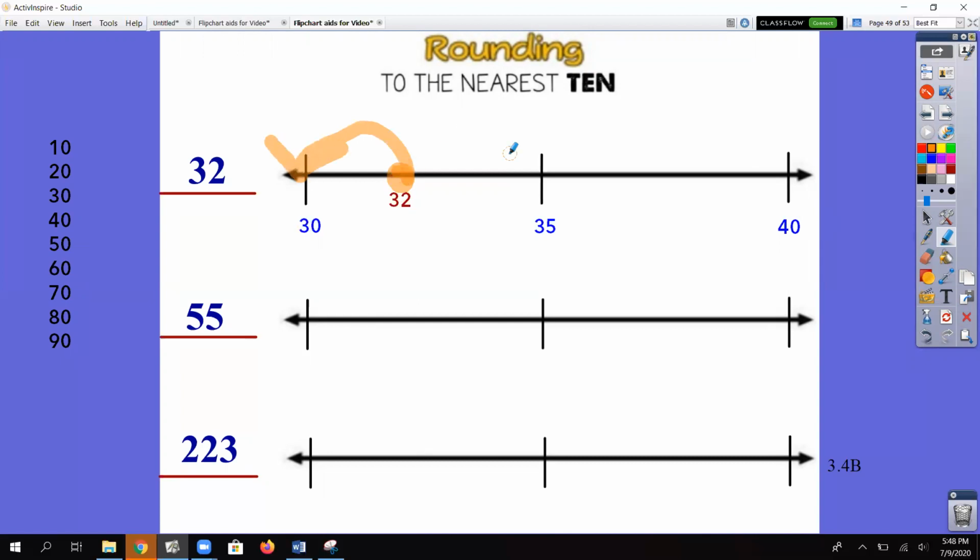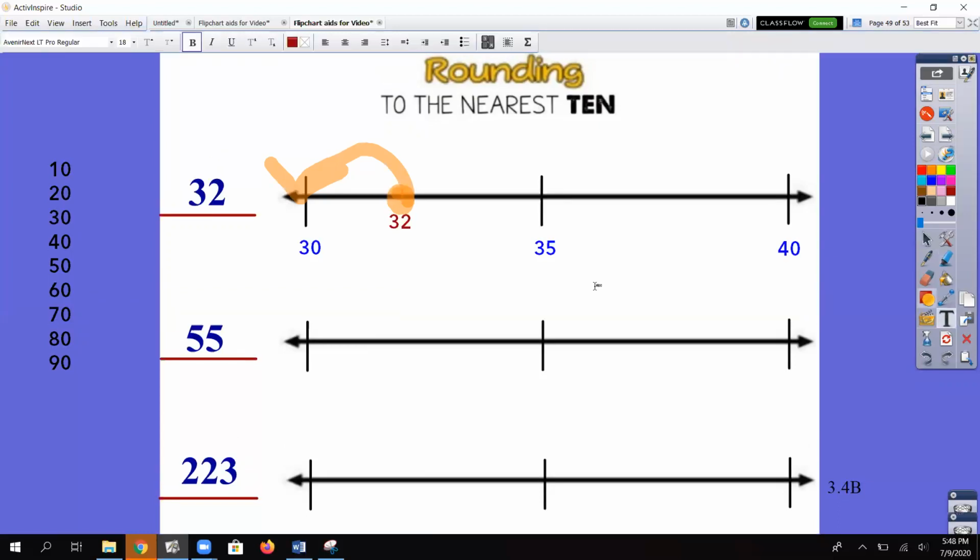And for 3 reasons. It's closer. It has not passed the midpoint. Here's our midpoint. It has not passed the midpoint. And the ones place is 4 or less. If the ones place is 4 or less, you go back to the least boundary number. If it's on the midpoint, if it's 5 or more, you go up. Okay, let's try the next one.